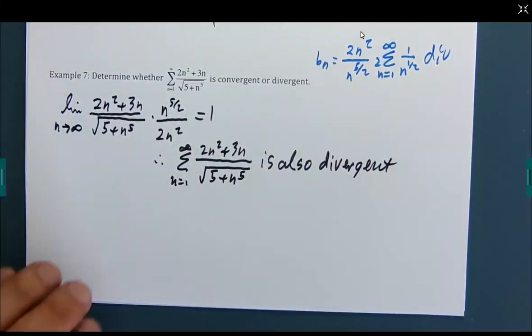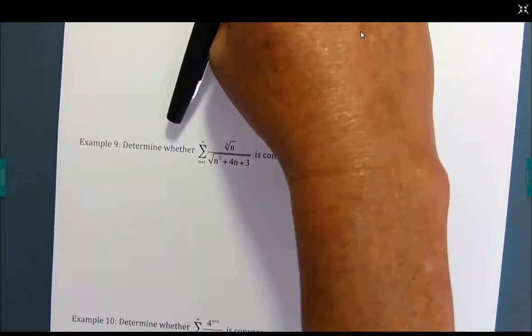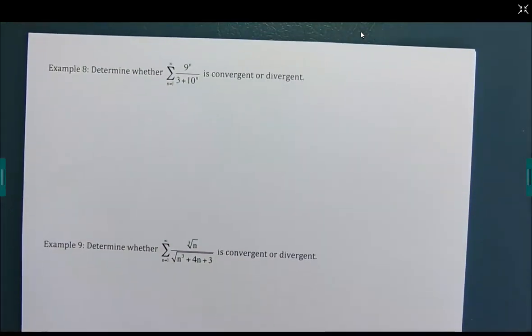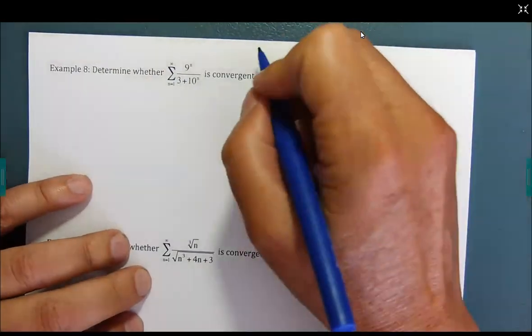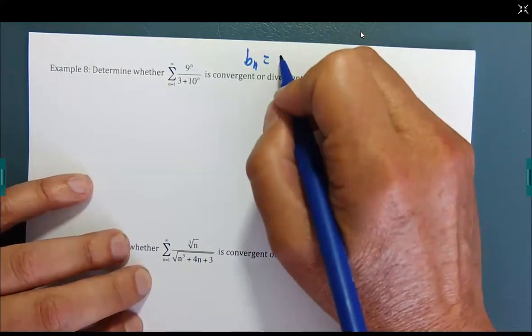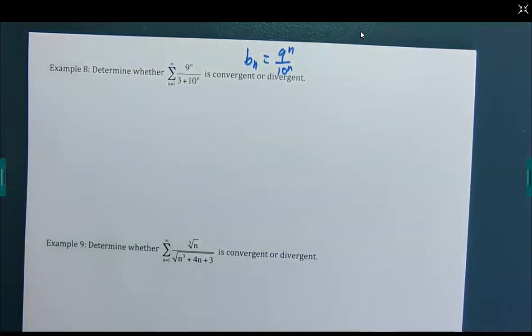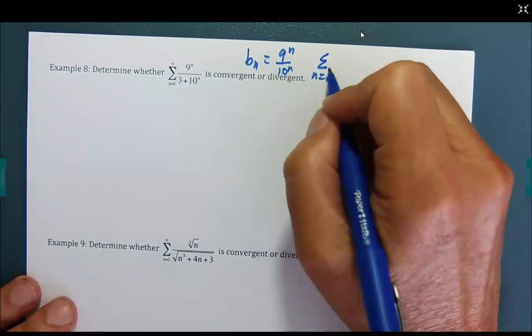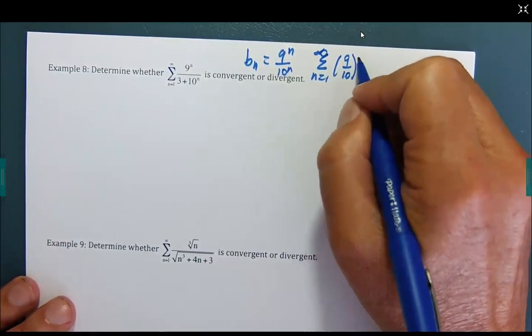All right. 2 more examples here. All right, so what am I going to compare this one to? No problem. Again, just chop up that 3. So b sub n is 9 to the n over 10 to the n. And our summation becomes 9/10 to the n power.